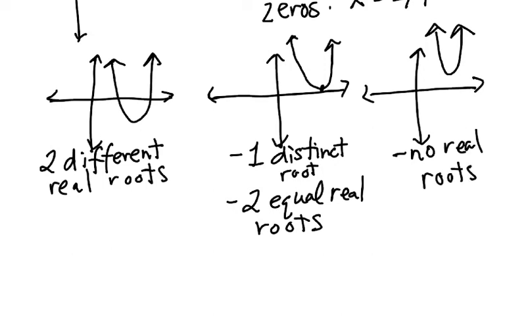So those are the 3 scenarios that we're looking at. So remember that when we're looking at x-intercepts, we are asking the same thing, looking for roots and zeros, and these are the 3 scenarios again.